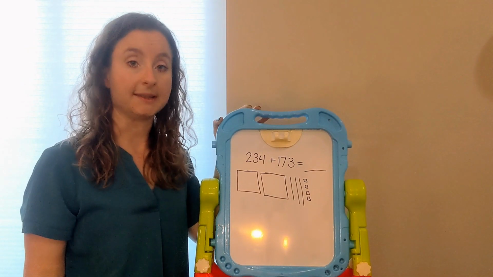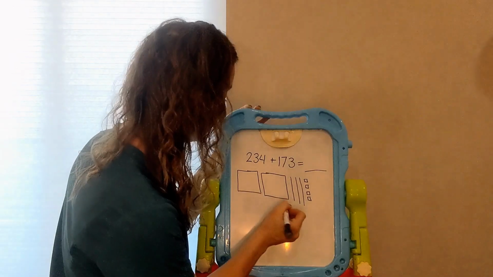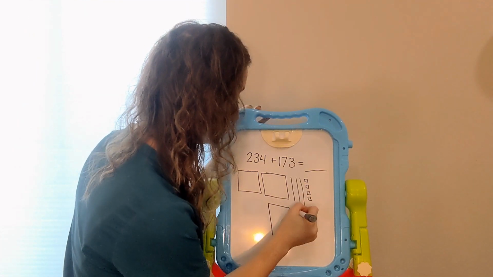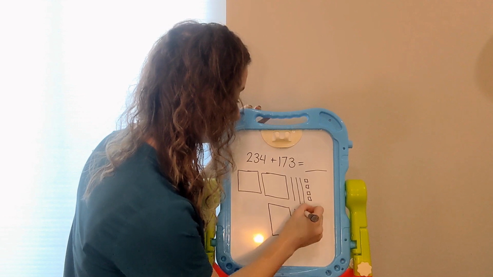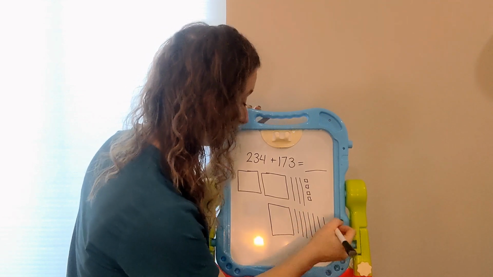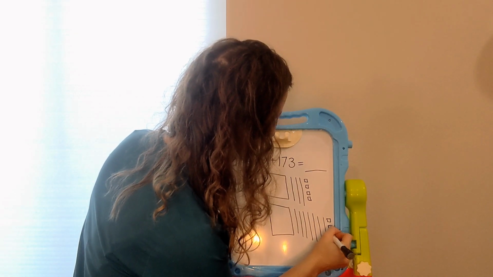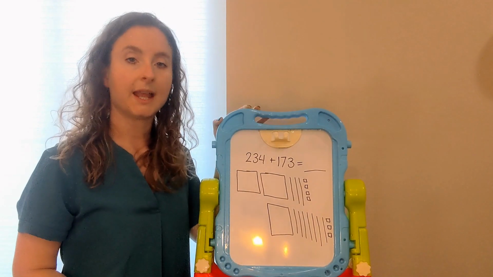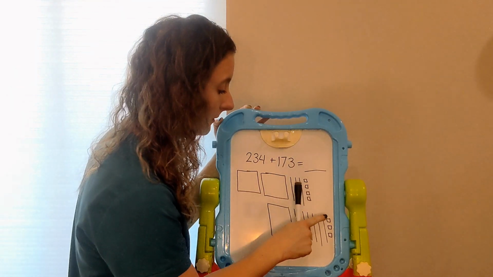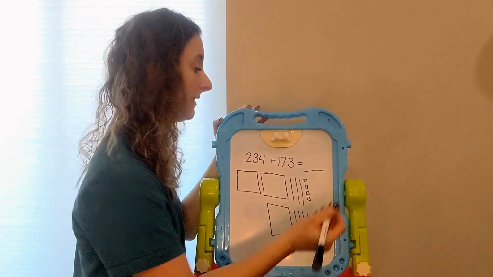Now I'm going to represent my second addend using hundreds, tens, and ones. And again, I'm going to stack them. Now I'm going to count my ones. I have 1, 2, 3, 4, 5, 6, 7 ones, so no need to regroup. I can just write the digit in the ones place.